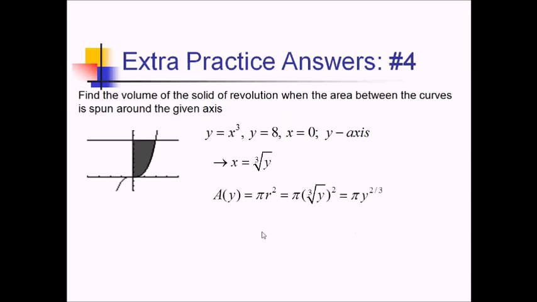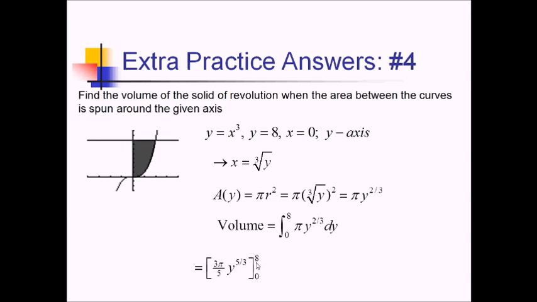So now to get the volume, I'm going to need the integral from, we're going from bottom to top, so 0 to 8, this is 8 up here, of this expression right here, pi times y to the 2/3 dy. And now I have to take my antiderivative by hand. This bumps up to 5/3 for the exponent. Multiplying by the reciprocal, we've got 3/5 times pi times y to the 5/3. So I'll call that 3 pi over 5 y to the 5/3, evaluated from 0 to 8.